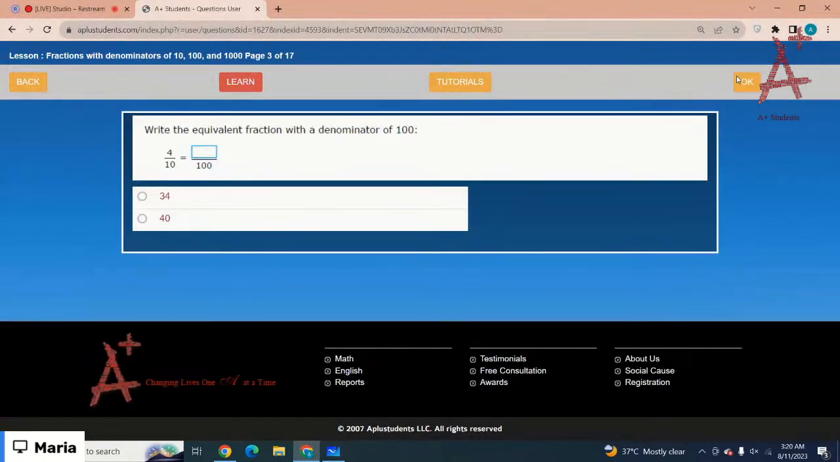It's okay if you already know the answers, you can just write down the answers. Okay, write the equivalent fraction with a denominator of 100. Which is the equivalent fraction of 4 over 10?